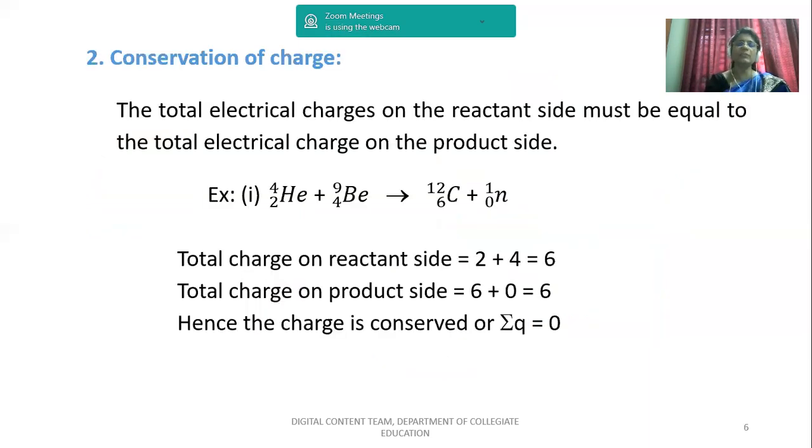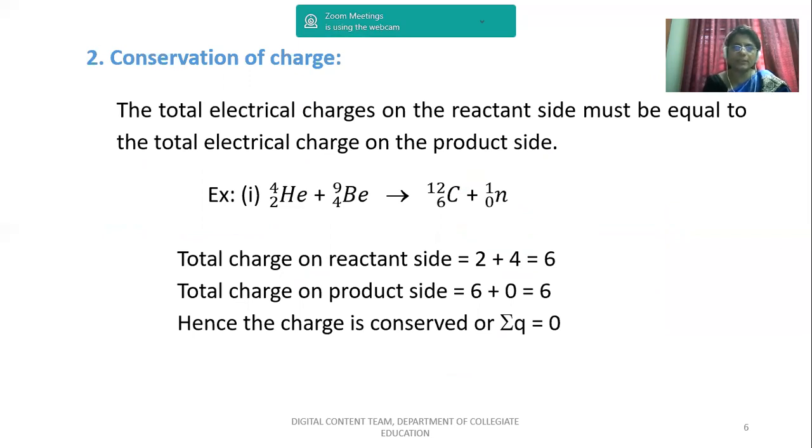So with this, we'll move on to the next type of conservation law, called conservation of charge. The total electrical charge on the reactant side must be equal to the total electrical charge on the product side. This is a very straightforward statement.